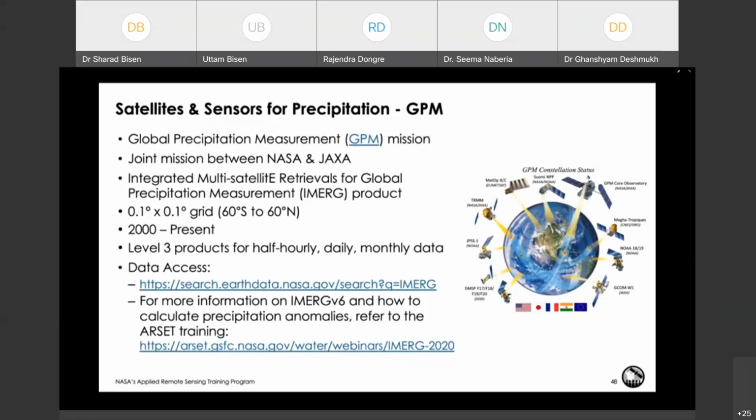The Integrated Multi-satellitE Retrievals for GPM, or IMERG, provides data products at half-hourly, daily, and monthly time scales. Multiple runs accommodate different user requirements for latency as well as accuracy. IMERG precipitation products are georeferenced to a 0.1 degree grid and are available to access from 2000 until the present. RSET held an advanced 3-part webinar on using IMERG data for calculating precipitation anomalies, which can be found at the bottom of the slide. We've also provided a link to explore and download IMERG products from the NASA Earth Data Search.